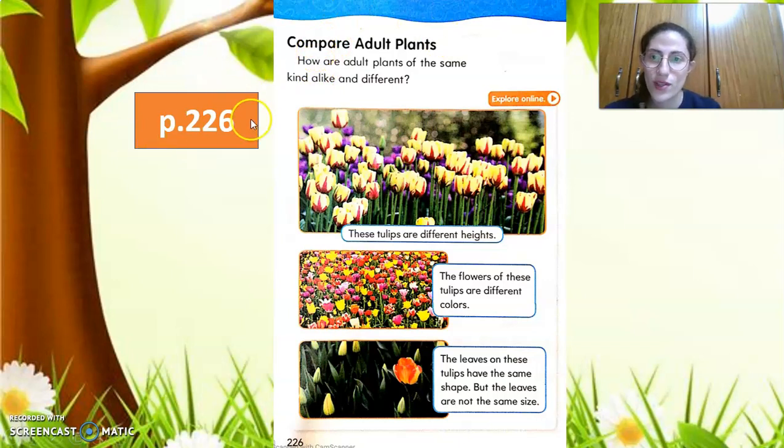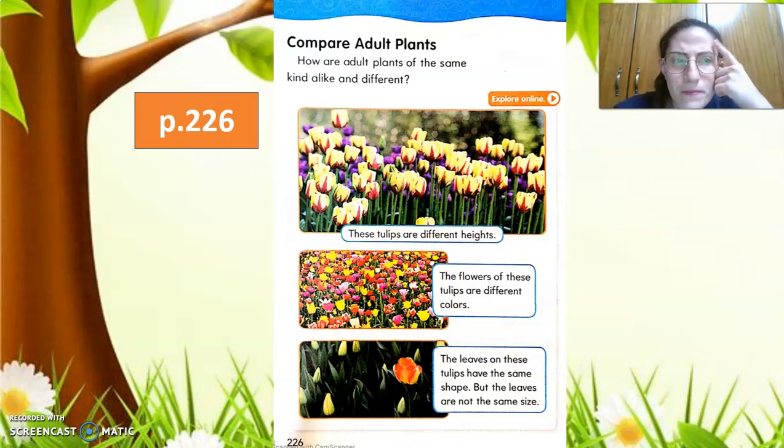On page 226, compare adult plants. How are adult plants of the same kind alike and different? Remember, when we say alike, it means the same. We take a minute to observe this picture carefully. The three pictures on page 226. What are we observing? What are these three pictures showing us?